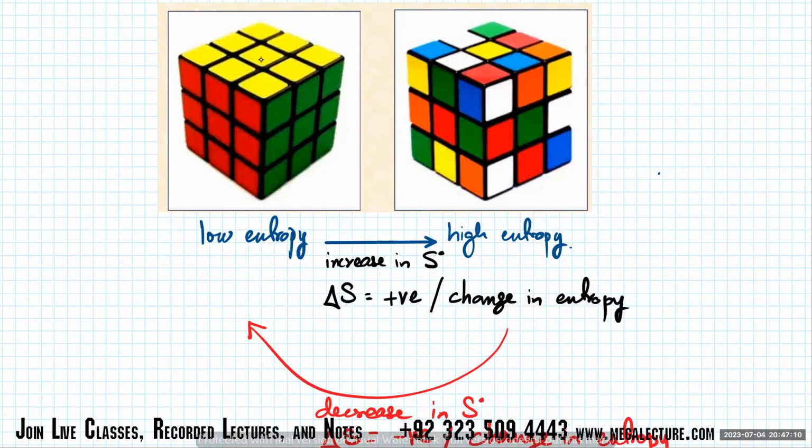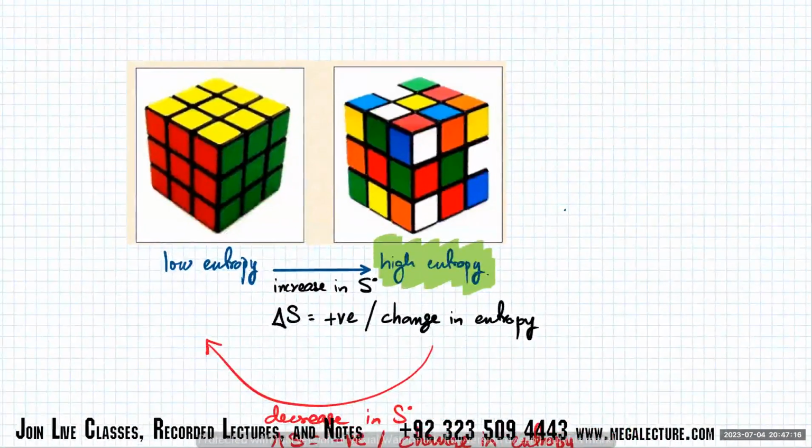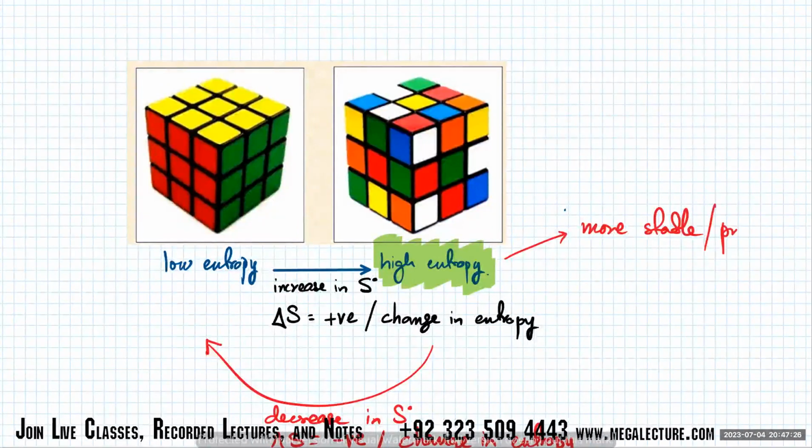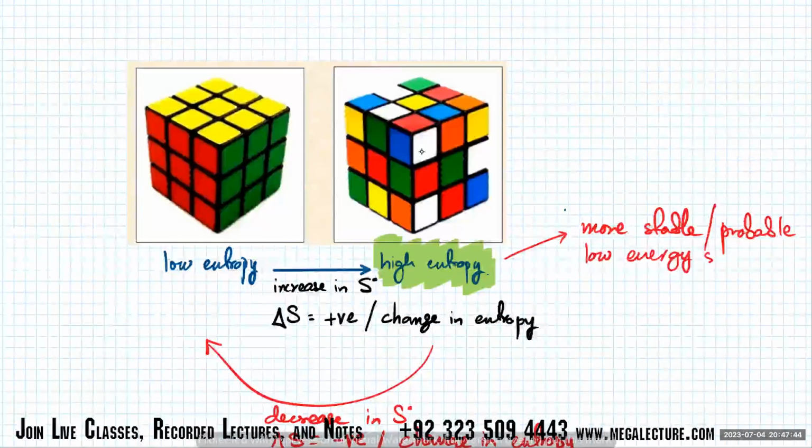High entropy states, let me highlight this. The high entropy states are the ones that are more stable, or probable, because every time you touch a Rubik's cube, you're pretty much going to end up like this, no matter what you do. It's a very highly likely state, and this is also referred to as the low energy state, which means you don't have to use a lot of energy to attain it. But if you want to attain this other state, you have to make a lot of effort.